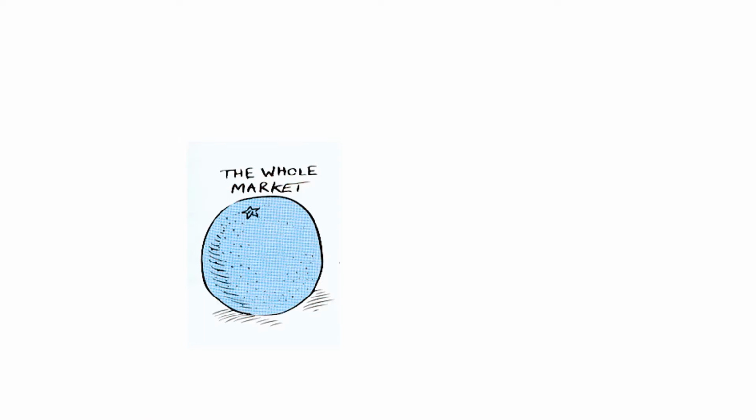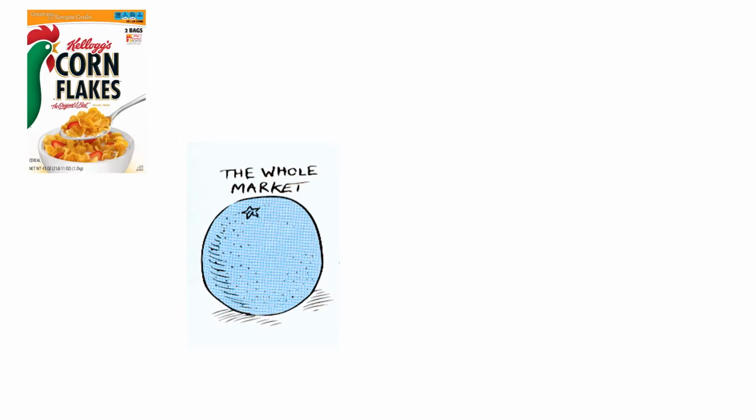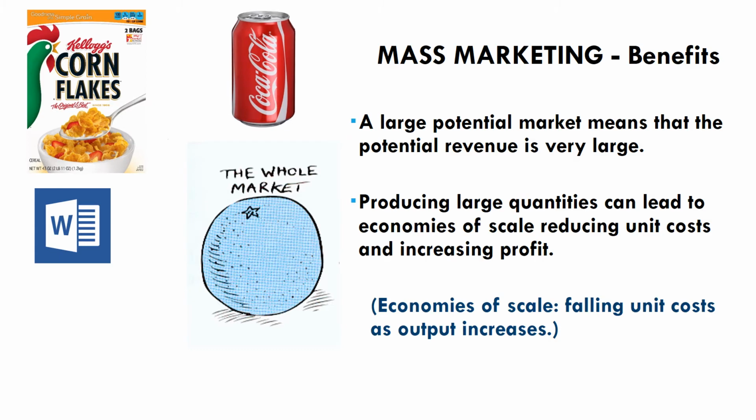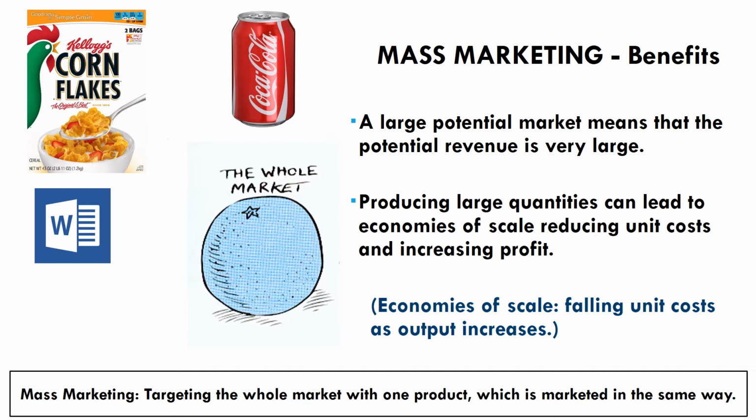Okay, so we're going to talk here about the whole market approach. If a business targets a whole market, this would be an example. We call this mass marketing. Mass marketing is targeting the whole market with one product. So we target a large amount of customers with one product, which is marketed in the same way.